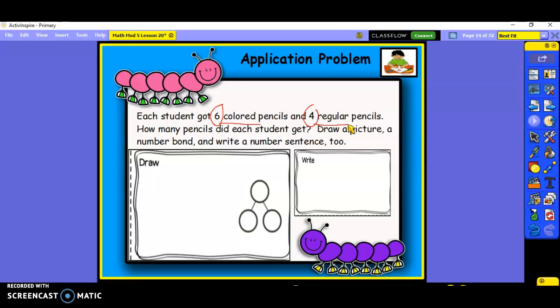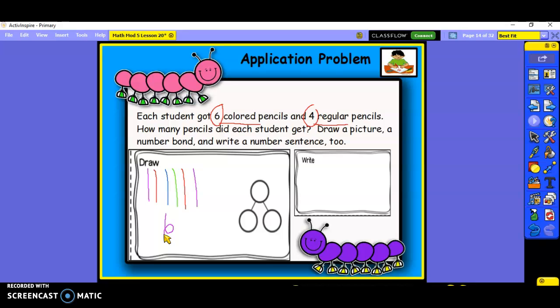I need to draw 6 colored pencils and 4 regular pencils. Let's go ahead and draw that. Miss Nakian's going to draw 6 colored pencils, and I'm going to use my lines very quickly to represent my colored pencils. I'm at 4, 5, and 6. Okay, there's my 6 colored, and I'm going to label that with a number.